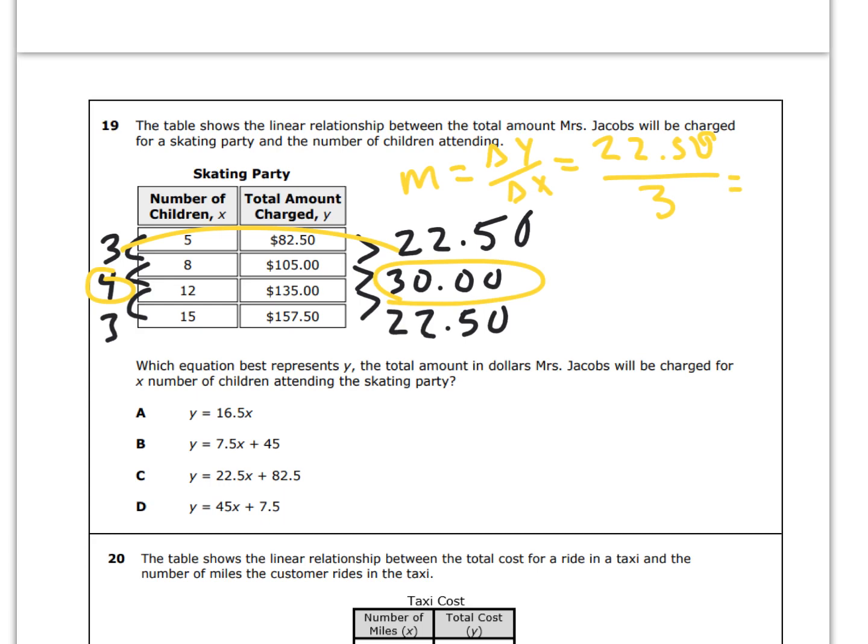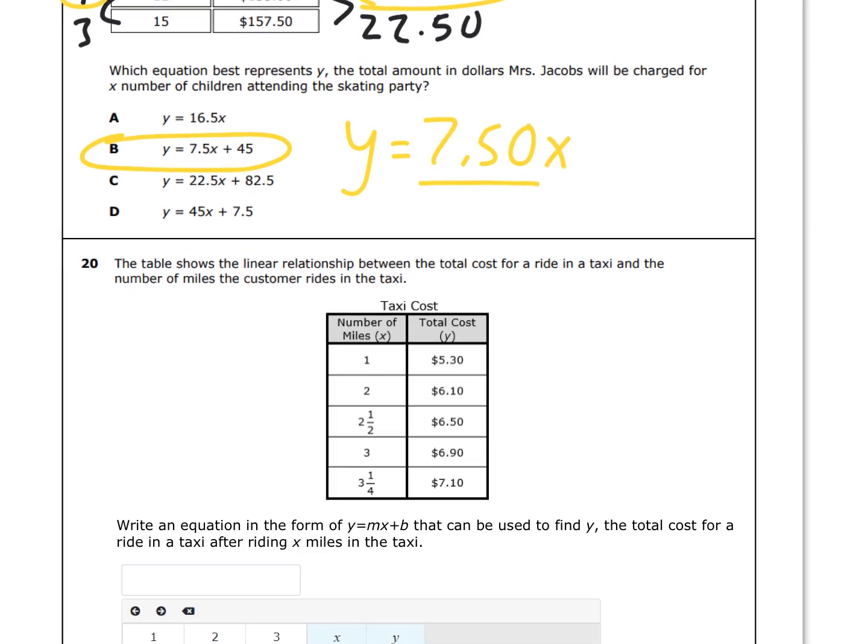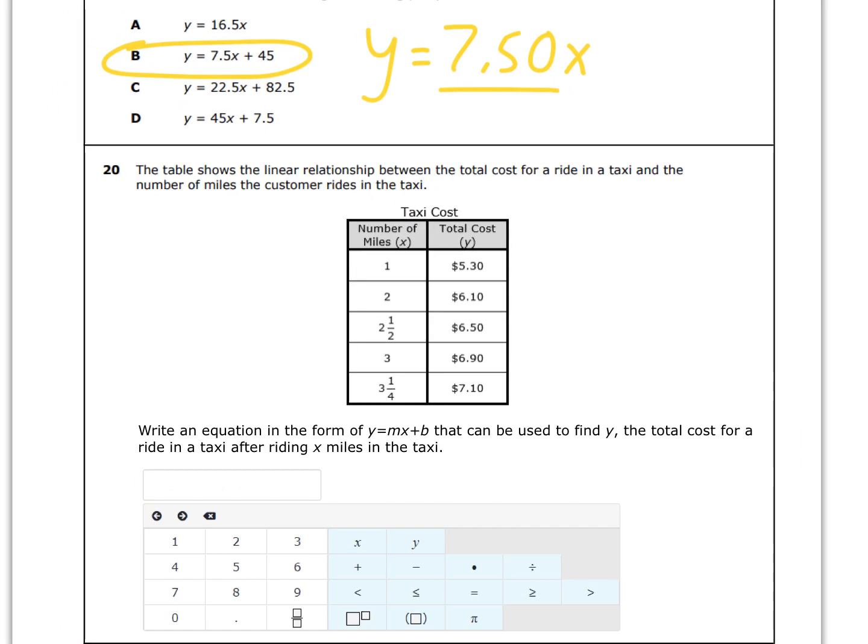When we divide, we get $7.50. So that seems like not a whole lot, but y equals 7.50x. And remember, this is our m value. Now, this time I'm not going to go back to solve at 0, because once again, we have 7.50 as our slope, which can only be b. Okay? And so the last question here is the very same question, but this time it doesn't give us a, b, c, d, so we've got to do everything on our own.